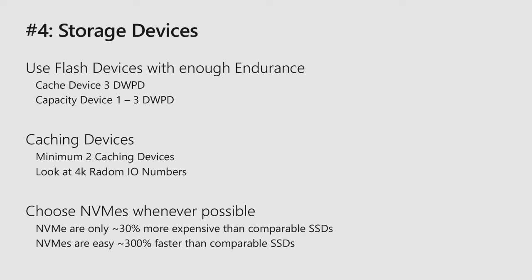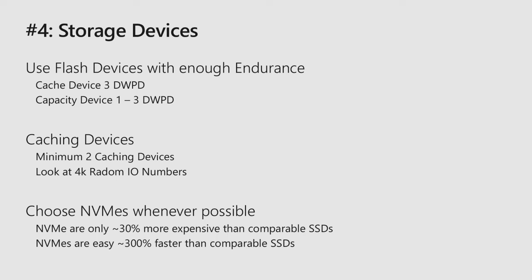Caching devices, you should have 2 at least. I've seen cluster implementations with 1. That works great if your disk doesn't fail. So if you have HDDs and 1 flash device, that works. But if your disk fails, you're going down to the pure HDD performance, and that is killing the performance in the whole cluster. Not only the 1 node, in the whole cluster. So always use 2 of them.